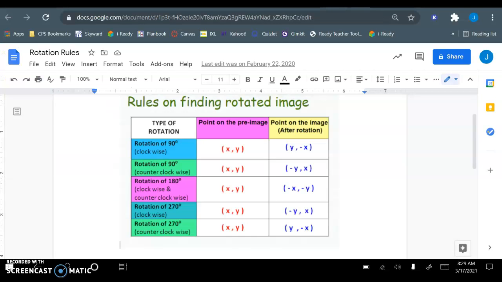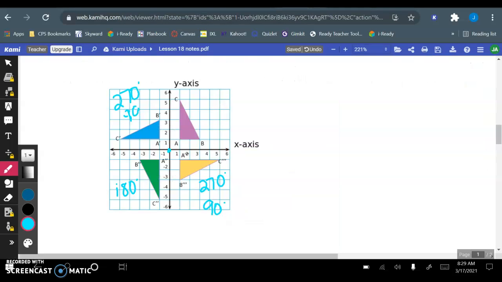Also, I have this sheet here for you. It helps you determine the new points after a rotation. If you were doing a rotation of 90 clockwise, you're going to take the ordered pair (x, y). Let's just say it's (2, 3). Then you're going to flip them. The y is now first, and the x is opposite. That negative sign says to make it opposite. So if I had the ordered pair (2, 3), it said (y, -x).